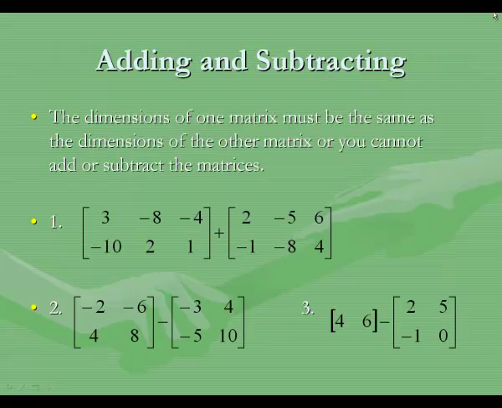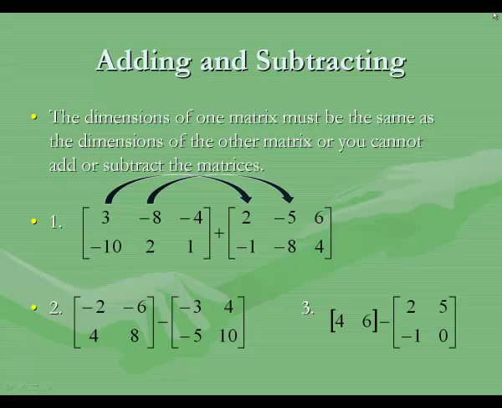Rows first, then columns. When you're adding and subtracting matrices, you have to have the same dimensions in the first matrix that you have in the second matrix, because we add or subtract corresponding parts. 3 is in the top left spot of the first matrix, 2 is in the top left spot of the second matrix. We add 3 and 2 together.